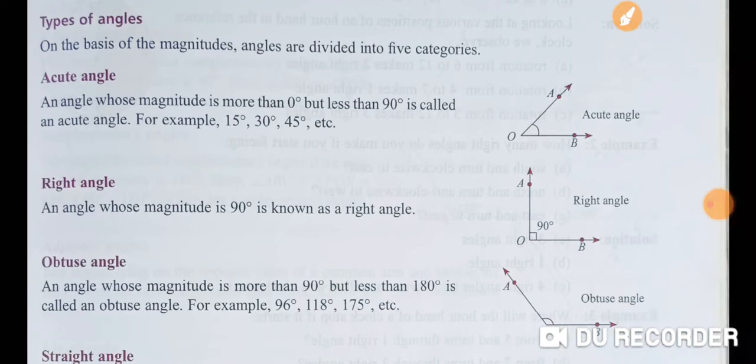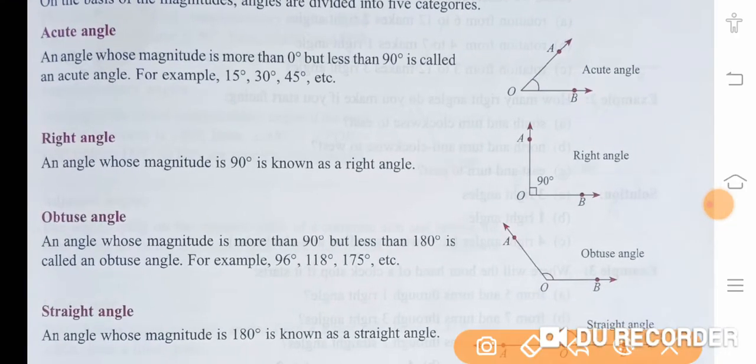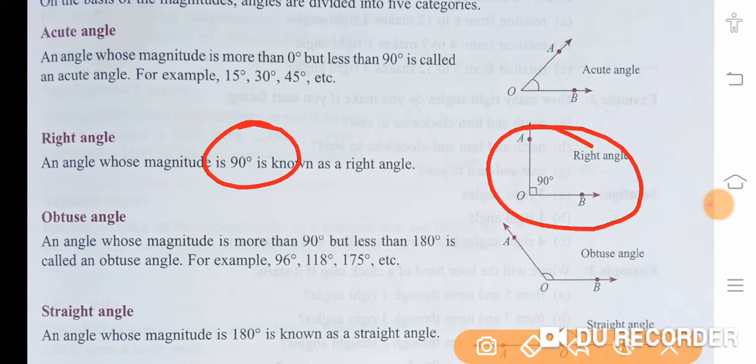Okay, now next one is the right angle. Right angle, that is 90 degree angle. An angle whose magnitude is 90 degree is known as a right angle. So magnitude should be 90 degree. It means 90 degree angle is said to be the right angle. Right angle.